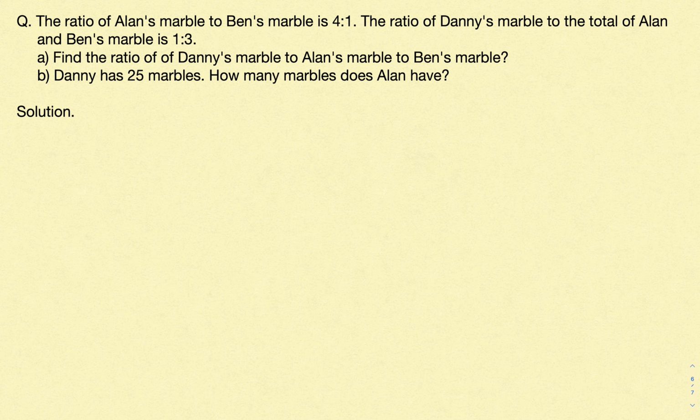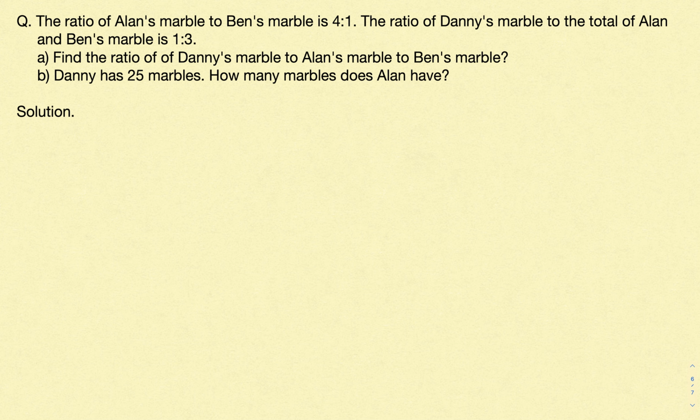The ratio of Ellen's marbles to Ben's marbles is 4:1. The ratio of Danny's marbles to the total of Ellen and Ben's marbles is 1:3. Part A of the question is to find the ratio of Danny's marbles to Ellen's marbles to Ben's marbles, and part B is: Danny has 25 marbles. How many marbles does Ellen have?